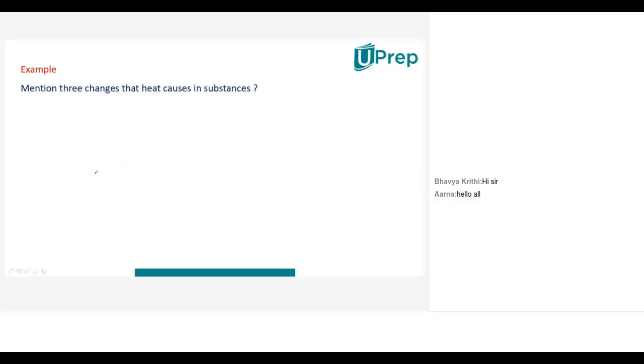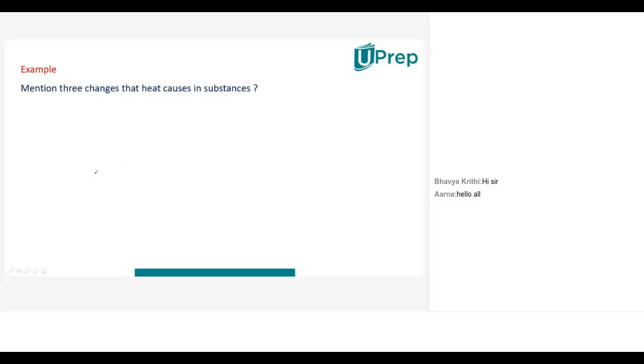Can you give one example for sublimation? Ammonium chloride. Iodine. In our daily life usage? Camphor. Very good. Naphthalene. Very good. Camphor, you may know that while doing the puja, we light camphor.